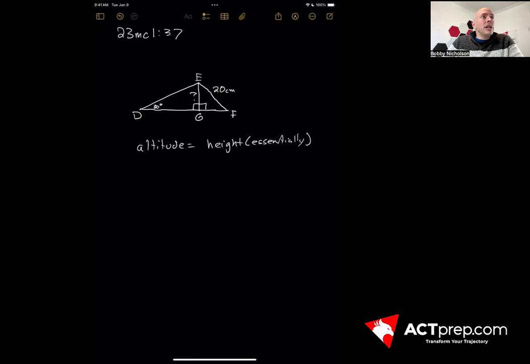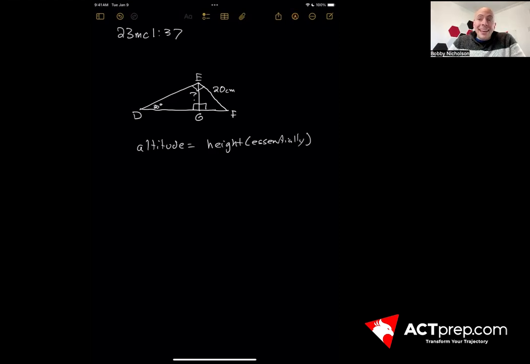The other thing it tells us is that angle DEF is a right angle. And anytime it tells you something like that, it's the middle letter that it's actually referring to. So DEF, it's actually referring to angle E. We know that angle E is a right angle.